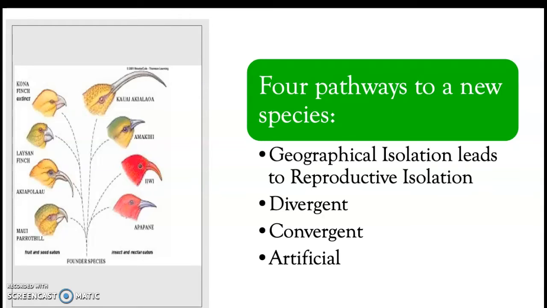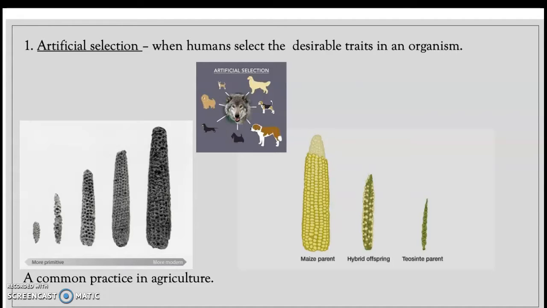We'll look at geographical isolation, which leads to reproductive isolation. We'll look at divergent and convergent evolution and artificial selection. I'm going to start with artificial selection. We've mentioned this in the past when we've talked about genetics, but basically with artificial selection, humans pick the desirable trait. So it's not natural selection, it's human selection. And this has been a very common practice really since humans have stopped hunting and gathering.